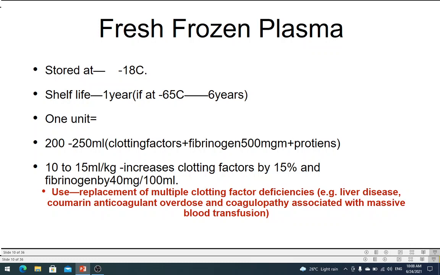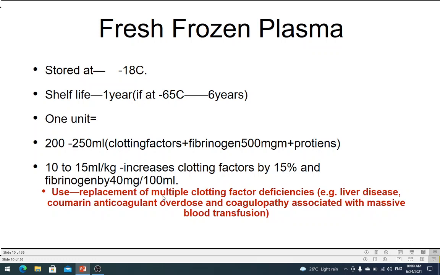Now if you use about 10 to 15 ml per kg, that is, in a 50 kg person, you will have to use about 500 to 750 ml of fresh frozen plasma. If you use that amount of fresh frozen plasma, it will increase the clotting factors by about 15% and the fibrinogen by about 40 milligrams per 100 ml. So it helps you to calculate how much you have to give a patient. You can calculate the deficiency of the patient, and you can calculate how much you have to give to replace it.